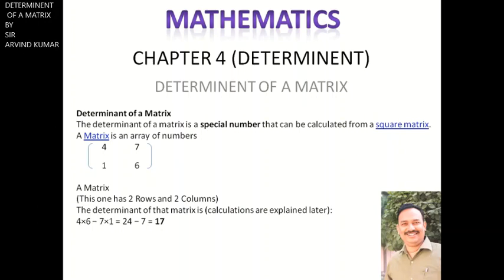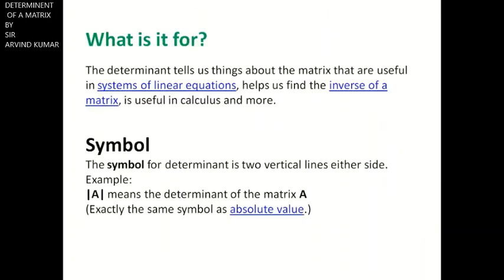How to find the determinant of this matrix? Just take diagonal multiplication, 4 into 6 minus 7 into 1, and it gives you 24 minus 7 is equal to 17.